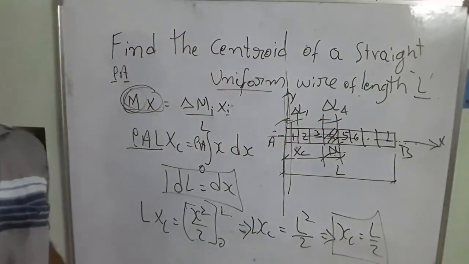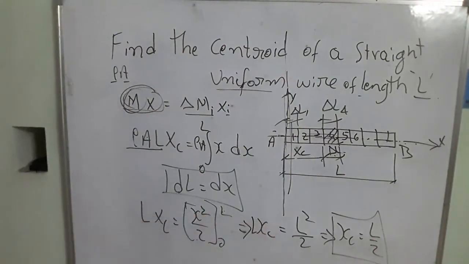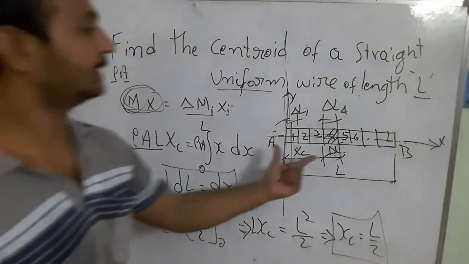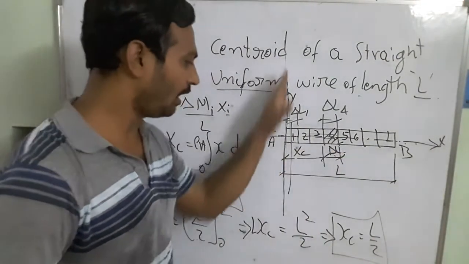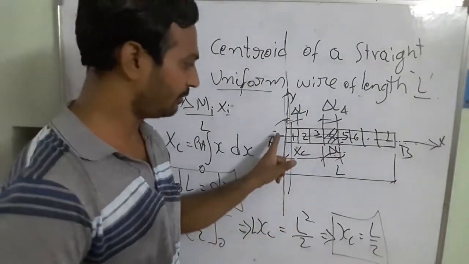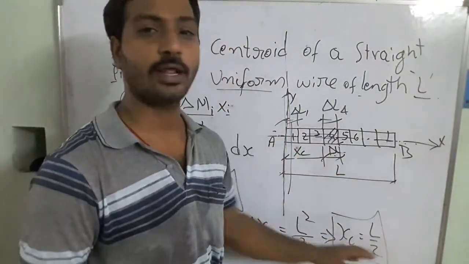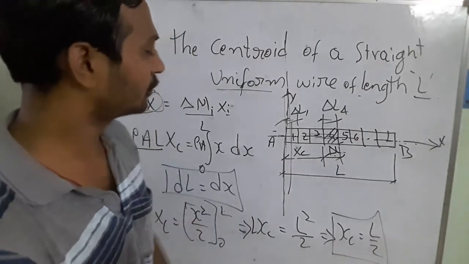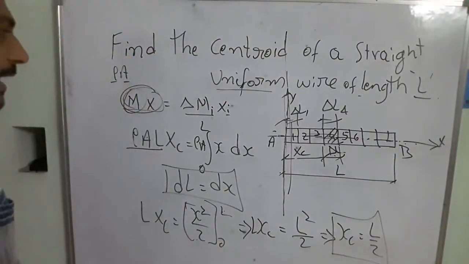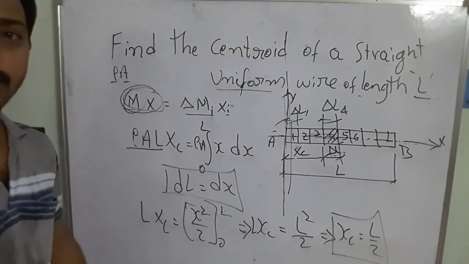So this way we can calculate the centroid of this line segment with respect to the y-axis, because this is going to be distributed along the x-axis, not along the y direction. Suppose if the object is in the vertical direction. So I hope you are able to understand this part.